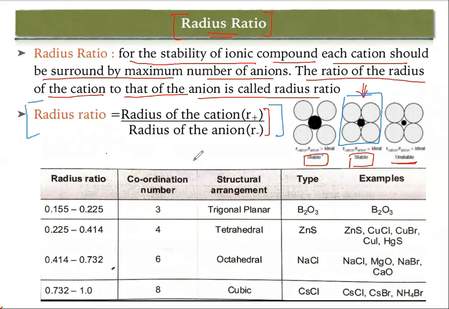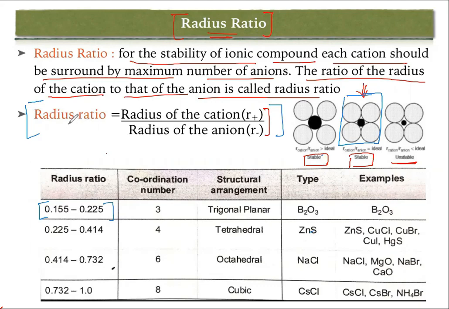And we can calculate the radius ratio of different compounds. Now coming to this radius ratio, this calculation is already done, so we don't have to calculate or rederive how we get the radius ratio. Now I am going to tell you one simple concept, that is, for coordination number 3 the structural arrangement is trigonal planar. Okay, so how can you get this radius ratio and coordination number 3?